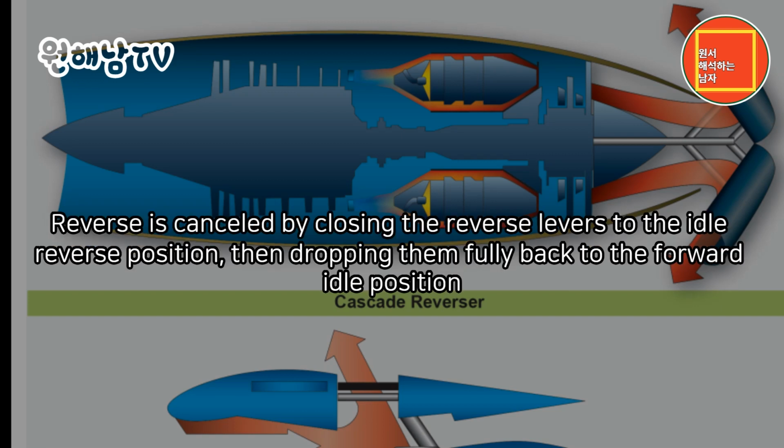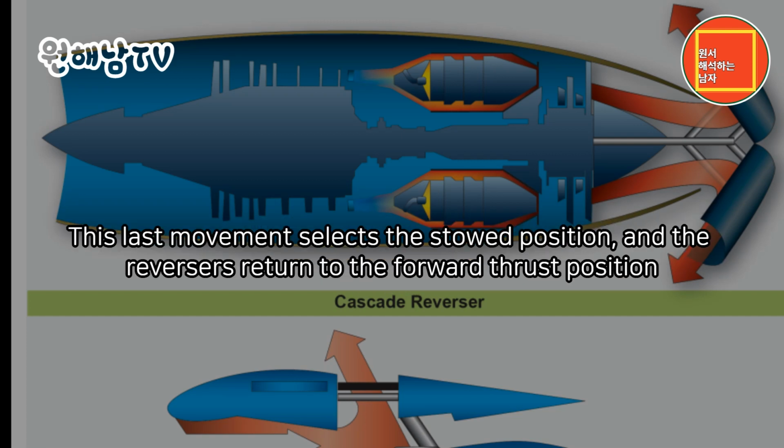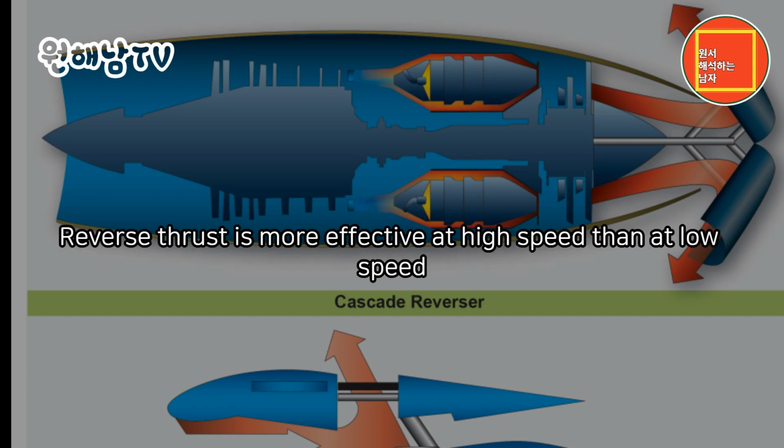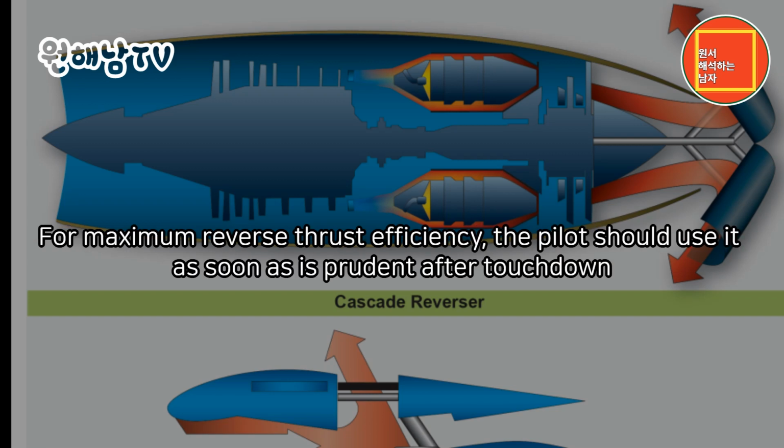Reverse is cancelled by closing the reverse levers to the idle reverse position, then dropping them fully back to the forward idle position. This last movement selects the stowed position, and the reversers return to the forward thrust position. Reverse thrust is more effective at high speed than at low speed. For maximum reverse thrust efficiency, the pilot should use it as soon as is prudent after touchdown.